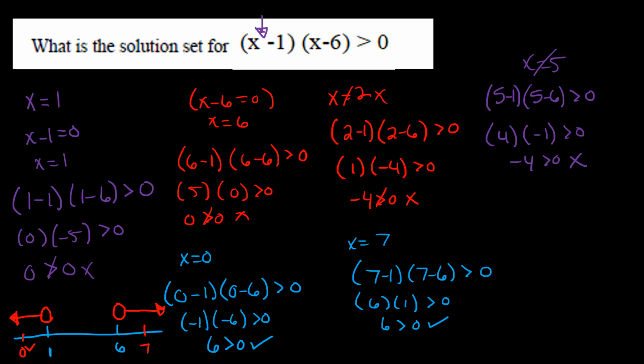So now if we were going to write this in set notation, you would say we're coming in from negative infinity to 1. Negative infinity to 1. And we'd go from 6 to infinity.